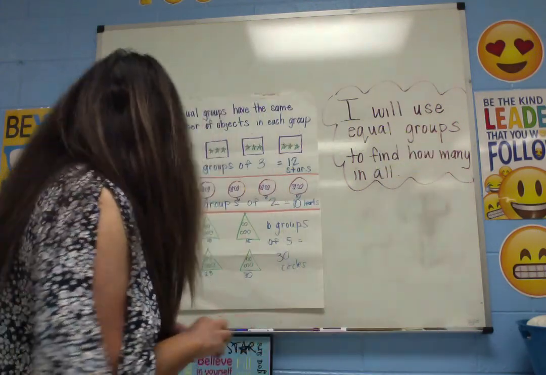Anyway, here are 2 packs. The packs represent equal groups. How many pieces of gum are in each pack? On here it says 15. So to find the total, we can skip count, or you can add 15 2 times. 15 plus 15 is 30. So there are 30 sticks of gum in these 2 packs.